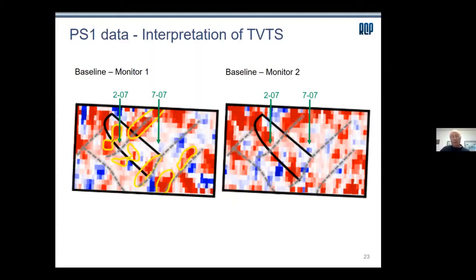In this case, baseline to monitor 2 survey, this is when we're fracking the 7 of 7 well to the northeast. We see less observation of change. So is this real or is it not? Is there production information that we can include to understand this more, et cetera?